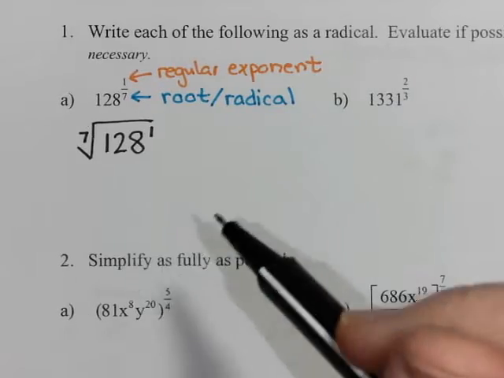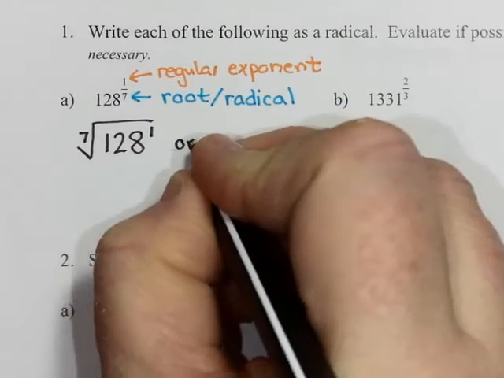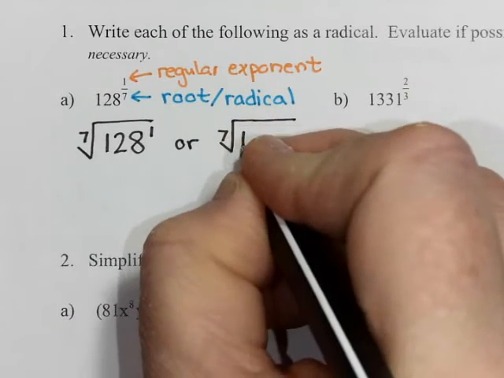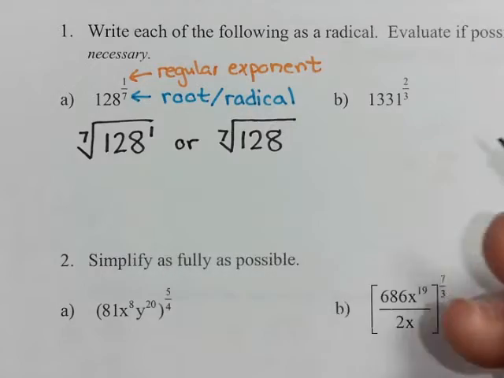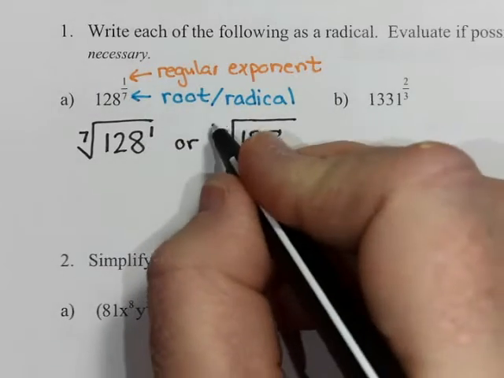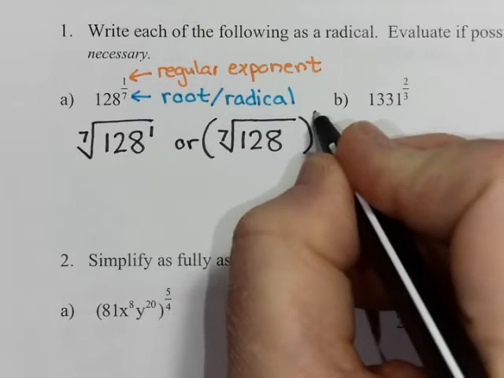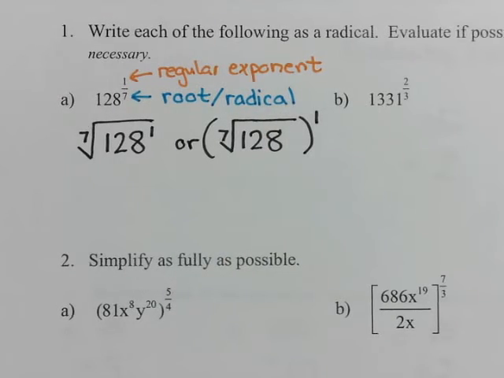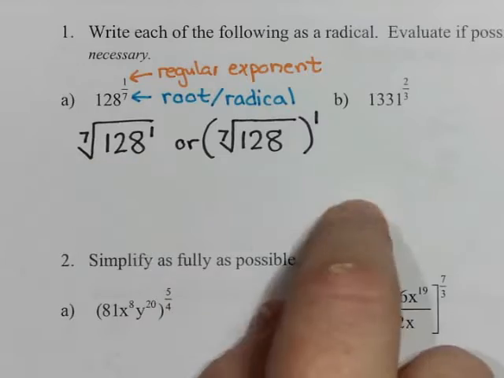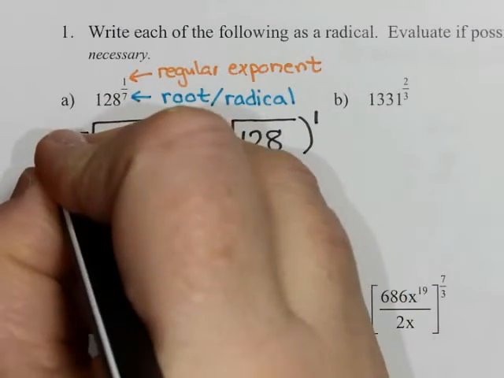Now, there is an alternative way to write that. I could say it is the 7th root of 128, and instead of putting the exponent next to the number under the root, I could write it as an exponent on the root. It doesn't really matter whether we do the root first or whether we do the exponent first. Either way, we will get the same answer, right? Whether I put the exponent on the inside or on the outside.